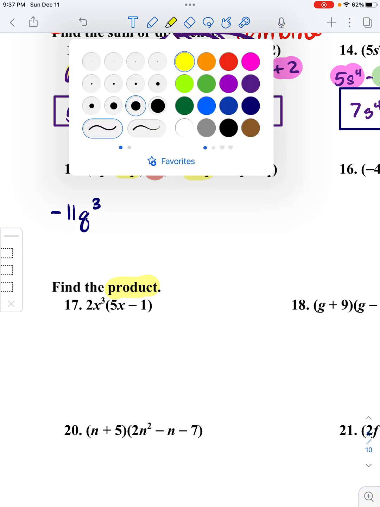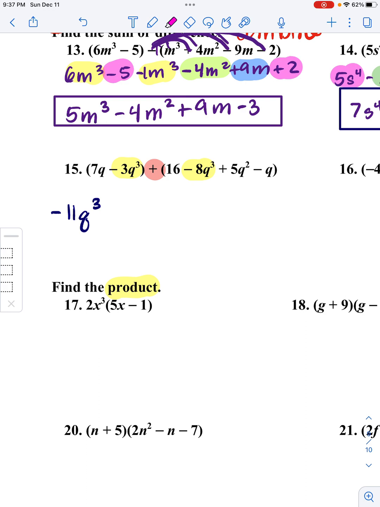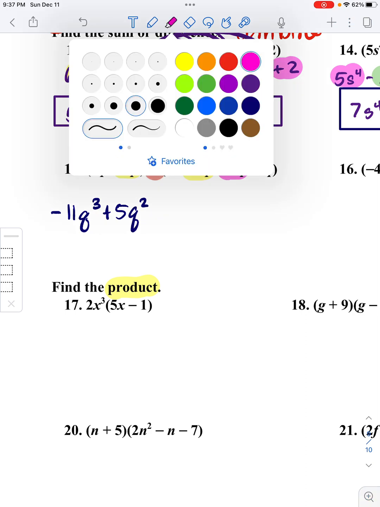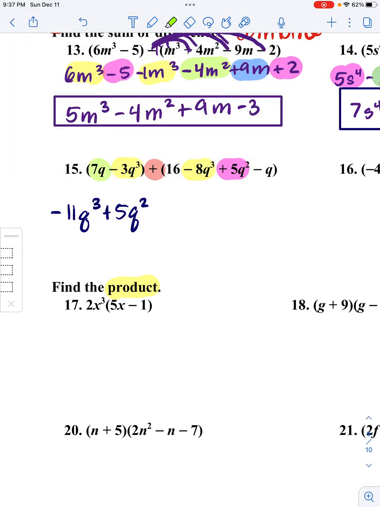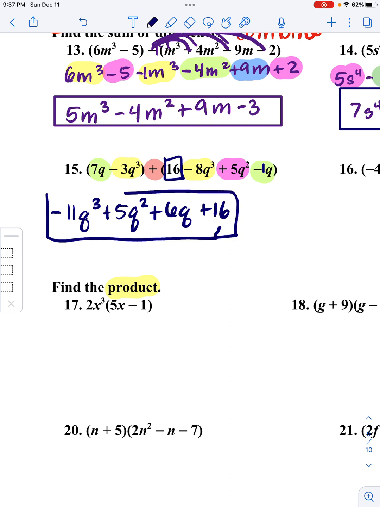Now I'll go through and see what I can find for Q squareds. That's the only one I see. So the plus 5q squared goes next. Then I'm going to go through and see what I can find for plain q's. 7 and a -1. So if you think of that as 7q minus 1q, that's going to put you at 6 plain q's. And then the only thing I have left is this 16. I don't have any other plain numbers to mix it up with, so that stays as its only constant or caboose.